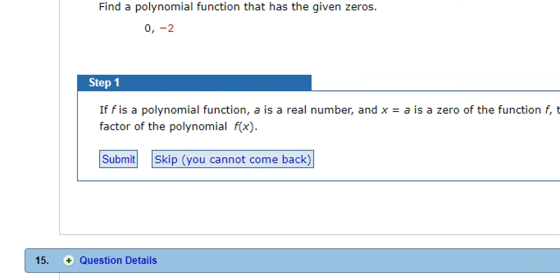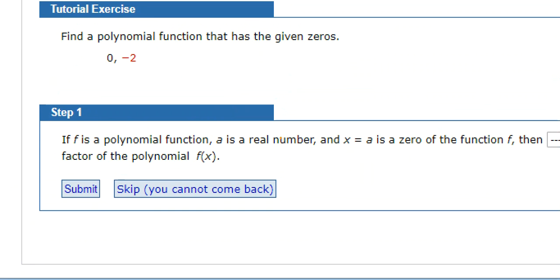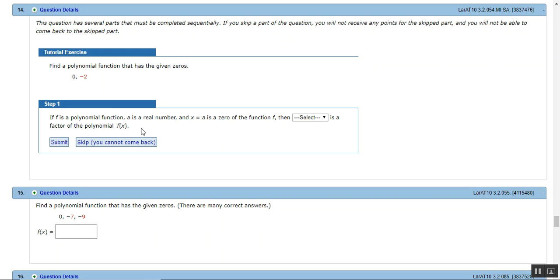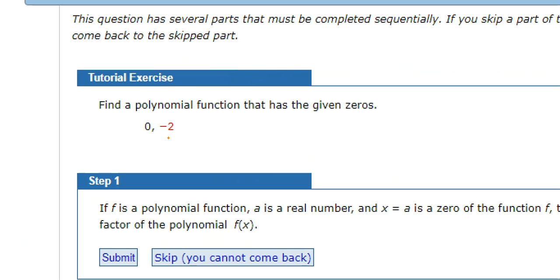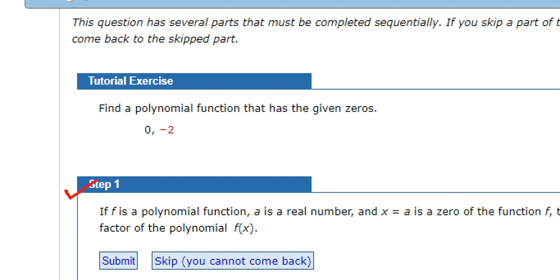So let's take a look at this problem. You need to find a polynomial that has the following zeros. This question has many different answers. So for me, I like this tutorial step. So the first hint was this.